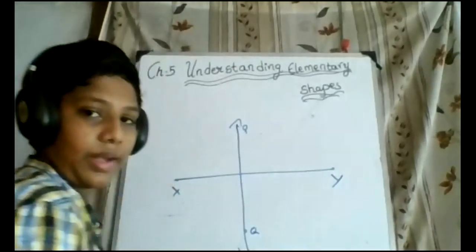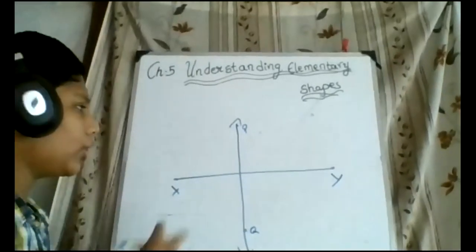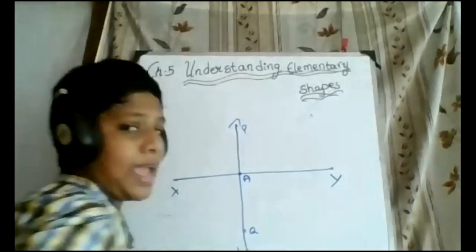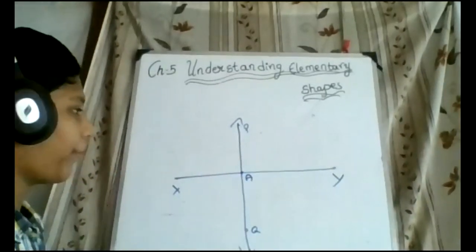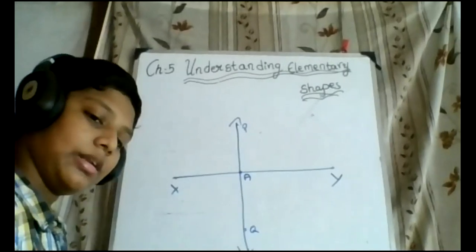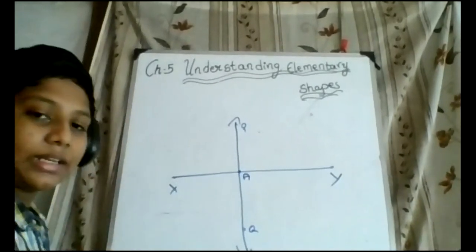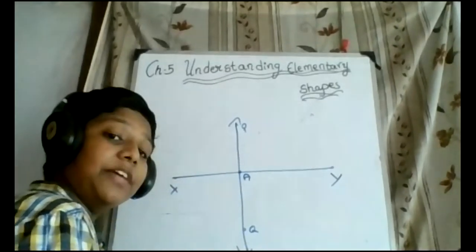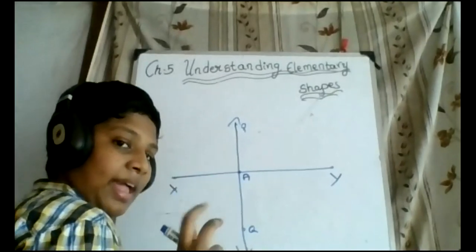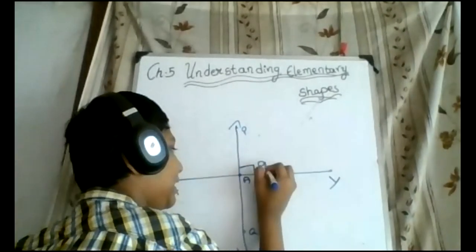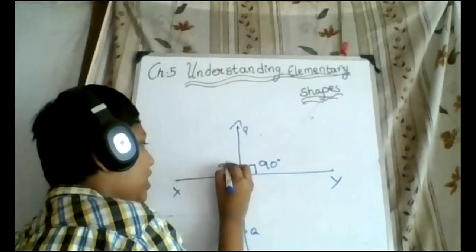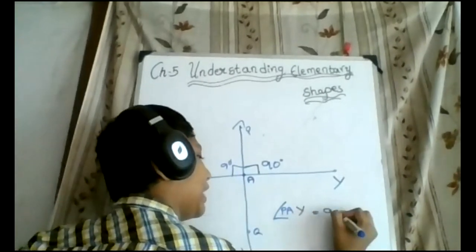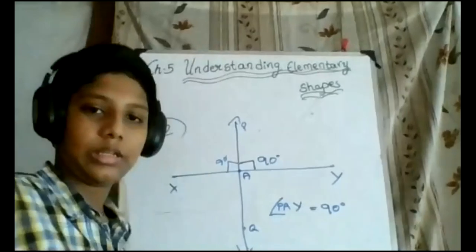Next, let PQ and XY intersect in a point called A. Intersecting point is A, they said. And what is the measure of angle PAY? I said, if an intersecting line passes through a line segment or a line or a ray, it divides it into two equal parts. And the two equal parts, the angle will be 90 degrees also. They are asking the measure of angle PAY. So angle PAY is equal to 90 degrees. This is the second question.